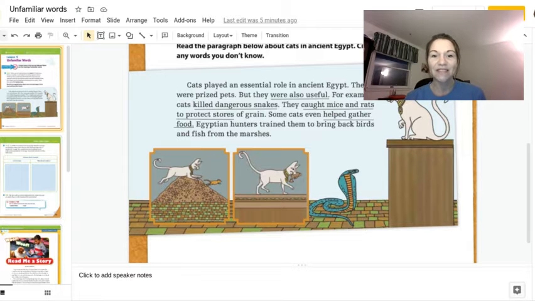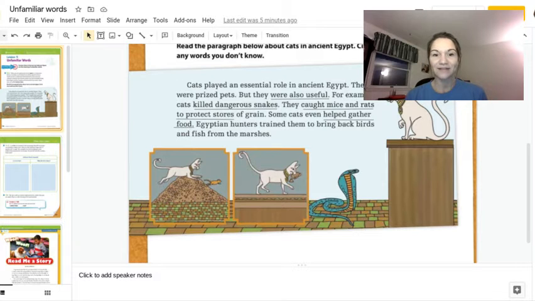Cats played an essential role in ancient Egypt. They were prized pets, but they were also useful. For example, cats killed dangerous snakes. They caught mice and rats to protect stores of grain. Some cats even helped gather food. Egyptian hunters trained them to bring back birds and fish from the marshes.